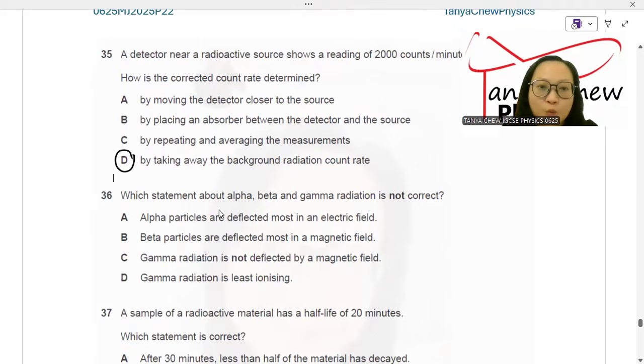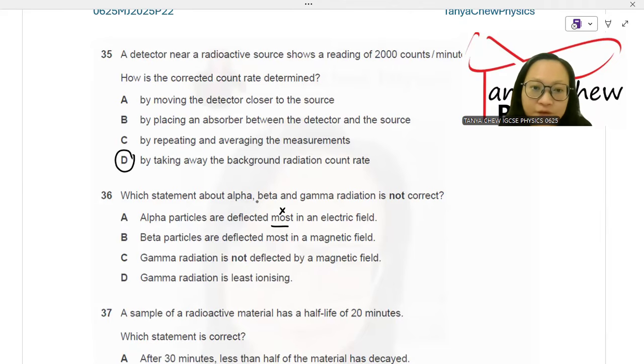Number 36, which statement about alpha, beta, and gamma radiation is not correct? A, alpha particles are deflected most in electric field. It is not deflected the most, okay? I cannot agree with this, right? Because beta is deflected the most, because beta is lighter as compared to alpha. Alpha is heavier, it's hard to deflect.